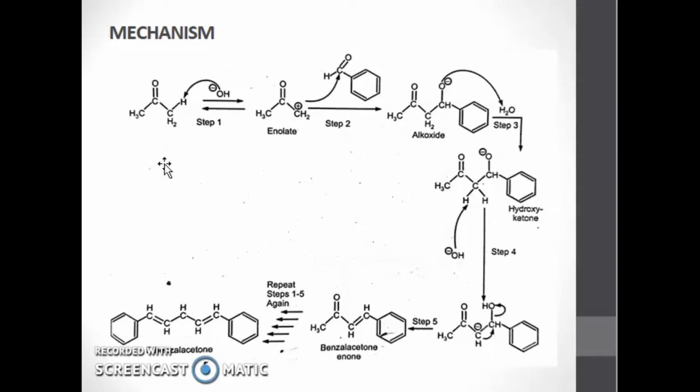The aldehyde carbonyl is more reactive than that of the ketone, and therefore it reacts rapidly with the anion of the ketone to give a beta-hydroxyketone, which easily undergoes base-catalyzed dehydration. Depending upon the relative quantities of the reactants, the reaction can give either mono or dibenzyl acetone.